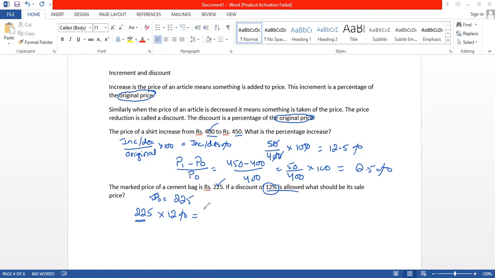27. So 27 is the discount that is being allowed. So that means 225 will be reduced by 27 to get the new price, which is 198.